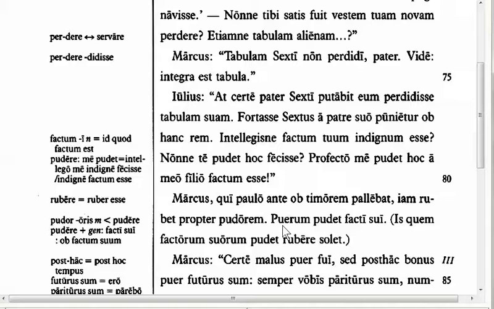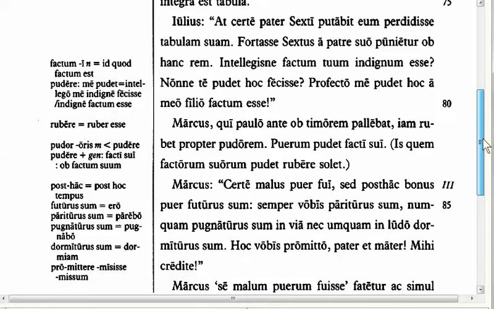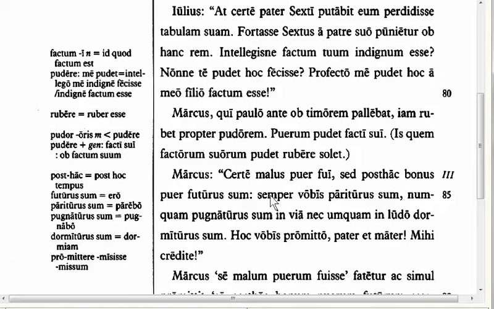Here we are in line 82. Puerum pudet facti sui. Literally, it shames the boy of his deed. But we would say his deed makes the boy ashamed, or shames the boy. Of his deed here, this genitive is the construction that we find commonly with the impersonal verb pudere. It shames the accusative of the thing that is causing the shame. Line 85 has another new grammar feature, where we have semper.